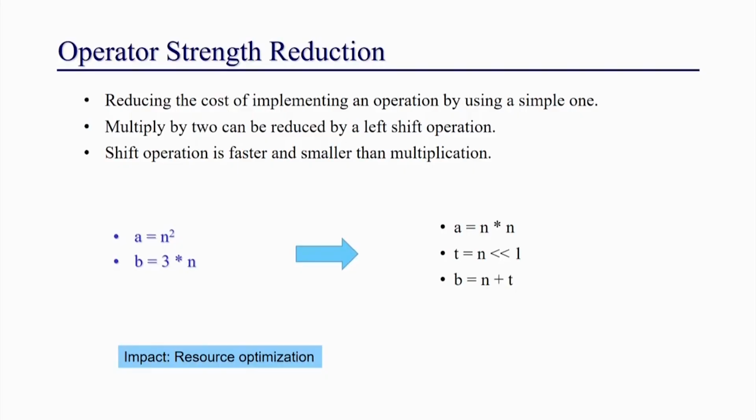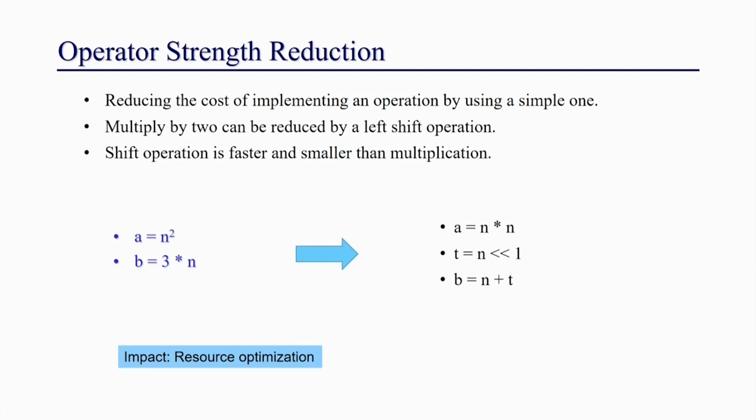So, the next optimization is called operator strength reduction. What does it mean? There may be some operation which is complex, like a multiplier. So, multiplication by a constant can be replaced by a simple shift operation. So, I am actually doing the same operation, but I am doing it using a less complex operation.